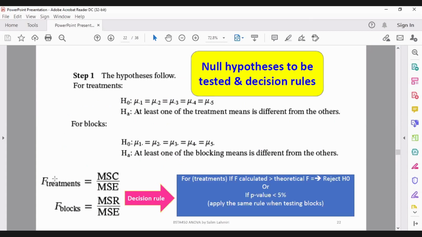So F for treatments is equal to MSC over MSE, and F for blocks is equal to MSR over MSE. And the decision rule for treatments: if F calculated is larger than theoretical F, then reject H0. Or if the p-value is less than 5%, then reject H0. So for both tests, for treatments and for blocks, H0 is rejected when the corresponding p-value is less than 5%.